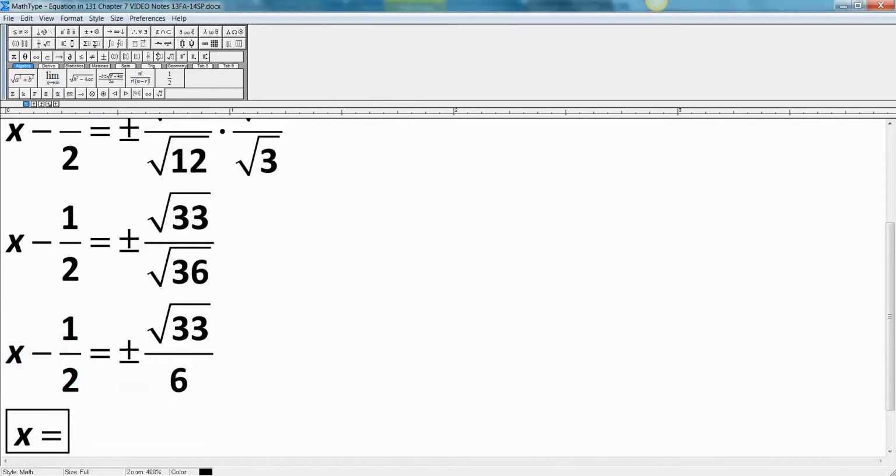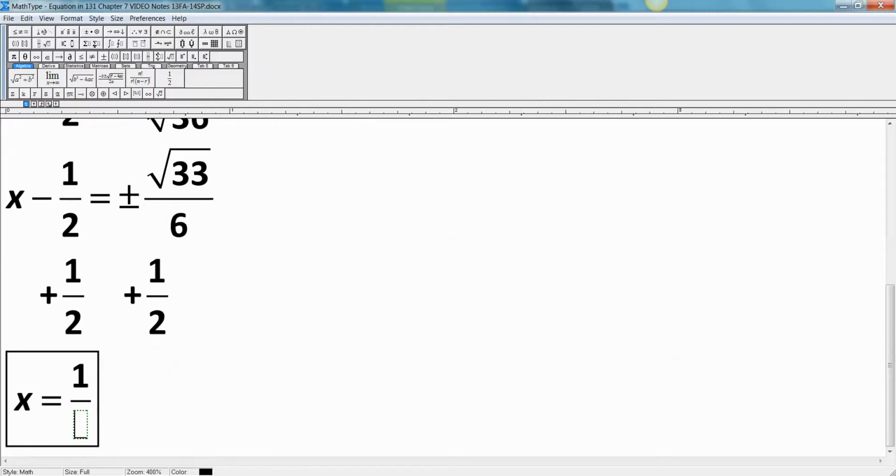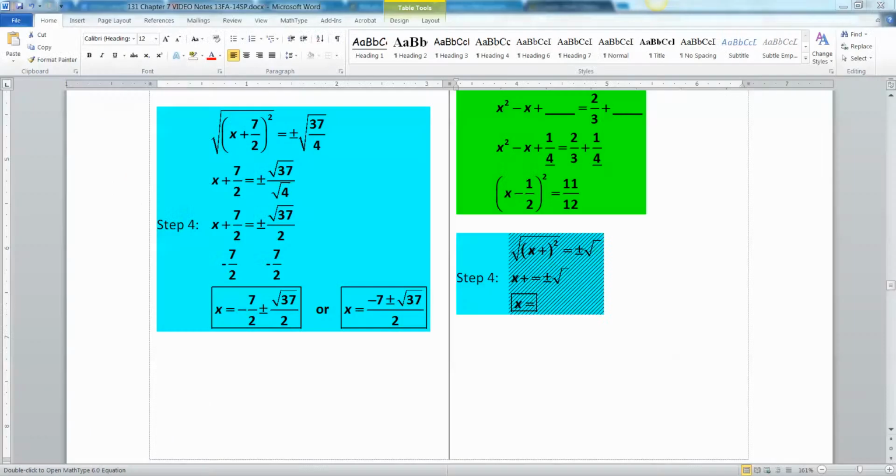So let's see. Over here, add a half. And if I do it over here on the right, I've got to do it over here on the left, vice versa, all that good stuff. Beautiful. And those are not like terms, so you're just going to have to write it 1/2 plus or minus square root of 33 over 6. And you have it.